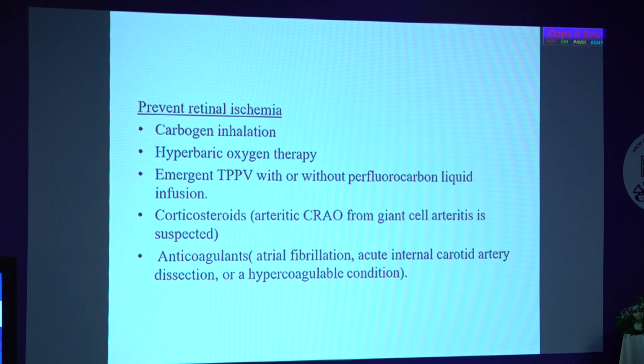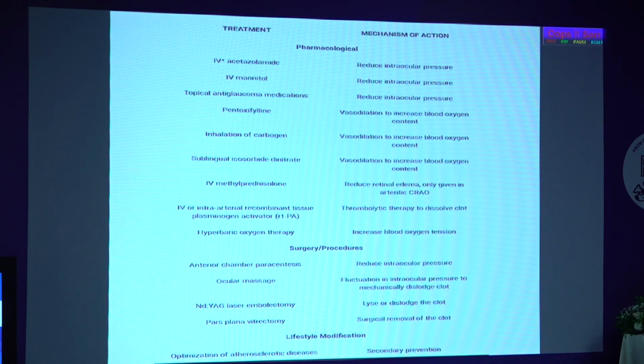Emergent transconjunctival vitrectomy with perfluorocarbon liquid is important and has been done. Corticosteroids, as you know, in arteritic CRAO, and anticoagulants if you are suspecting cardiac causes. So this is the treatment protocol, and the basic idea is to lower the intraocular pressure and dislodge the thrombus from that area.